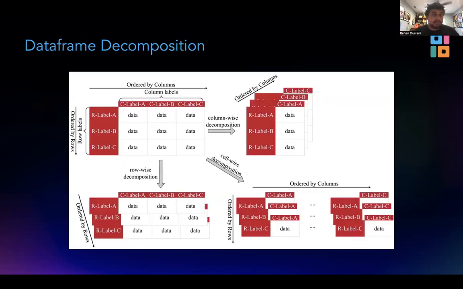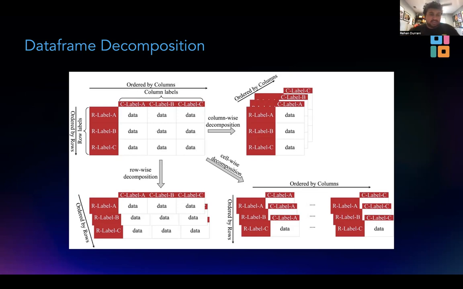So data frame decomposition. Why do I care about data frame decomposition? When you're doing operations in pandas, you can do them along the rows or along the columns, right? So say you want to take the mean of all the columns. That can be parallelized across all the columns. If you want to take the max of every row, that can be parallelized across every row. But you can't do the opposite, right? I can't parallelize the mean of every column across the rows, and I can't parallelize the max of every row across the columns. So when we're partitioning, we want to partition in a way that allows us to take advantage of the parallelism that every operator has natively.